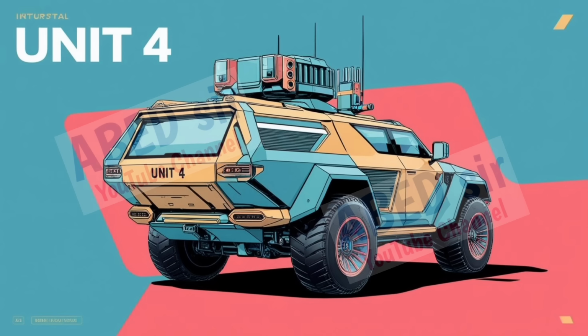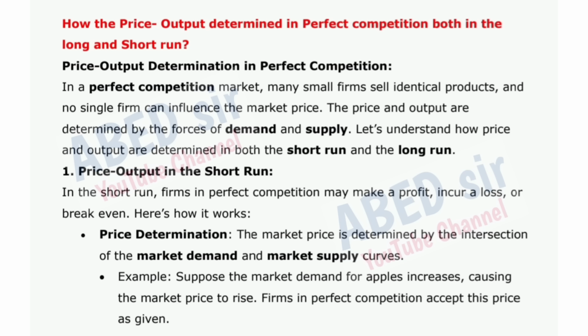Next, fourth unit. First important long question: how is the price and output determined in perfect competition, both in the long and short run? Price output determination in perfect competition.